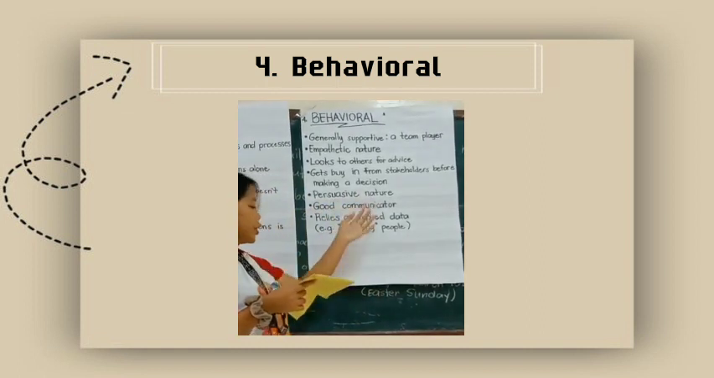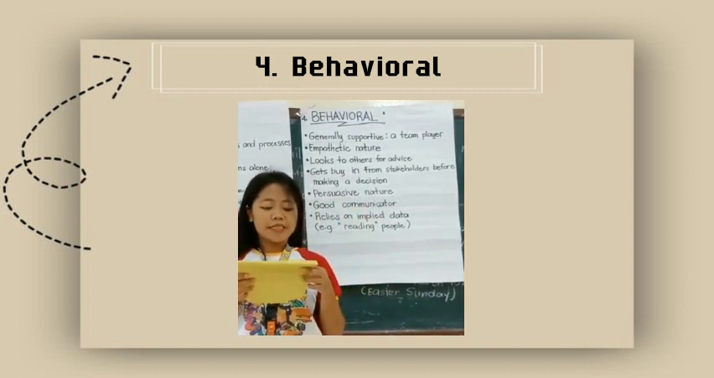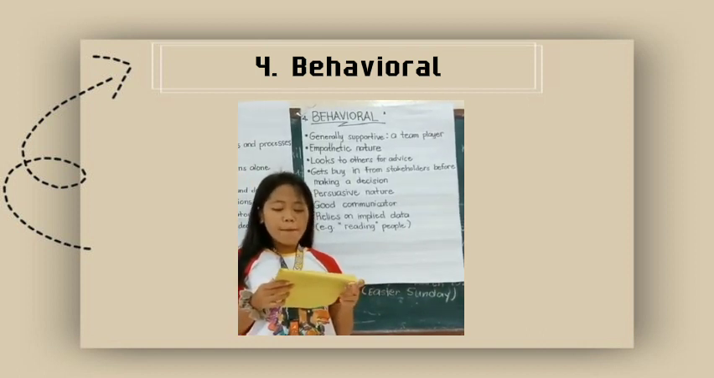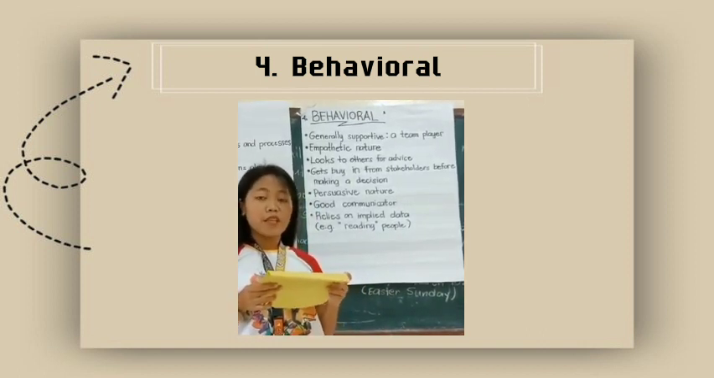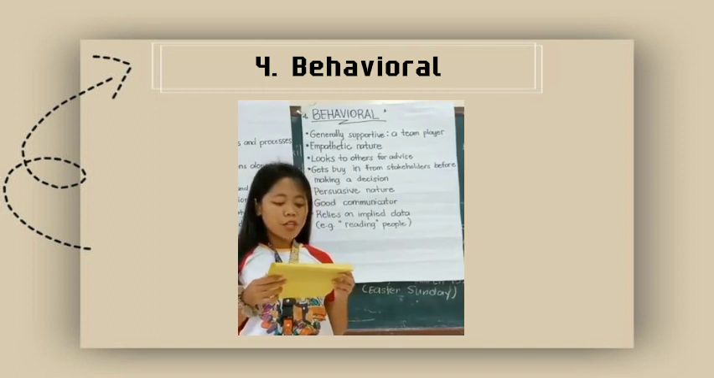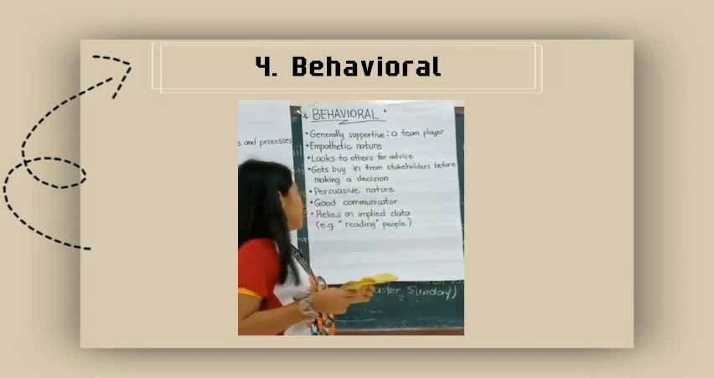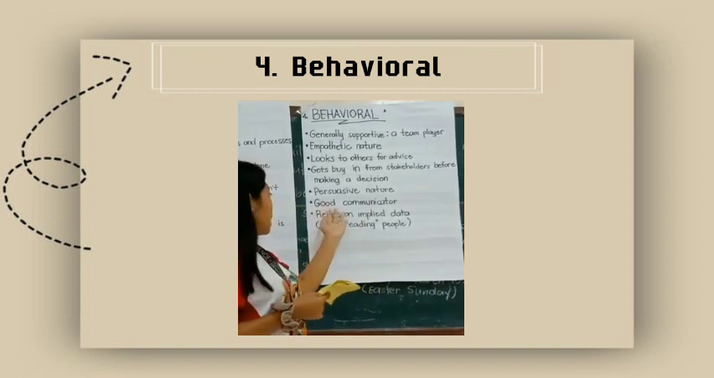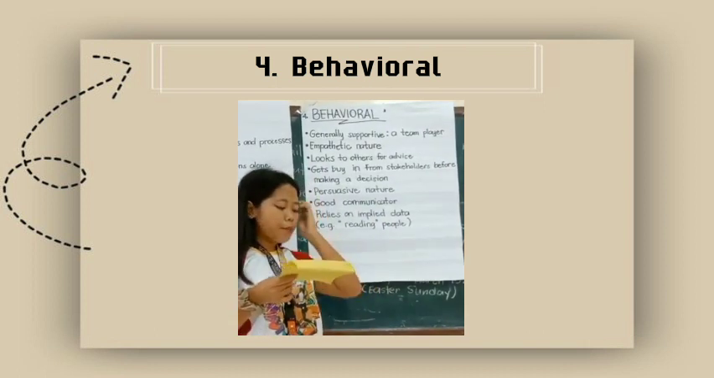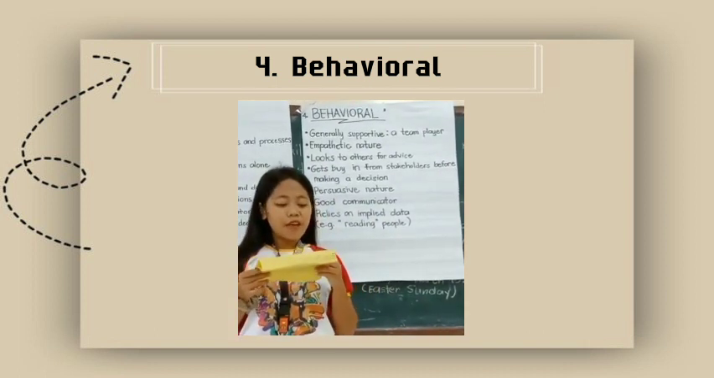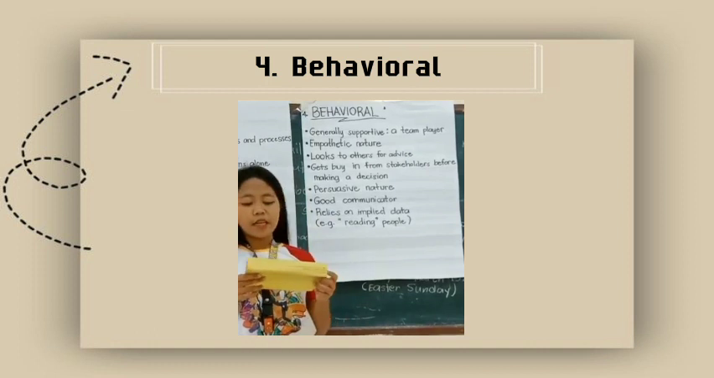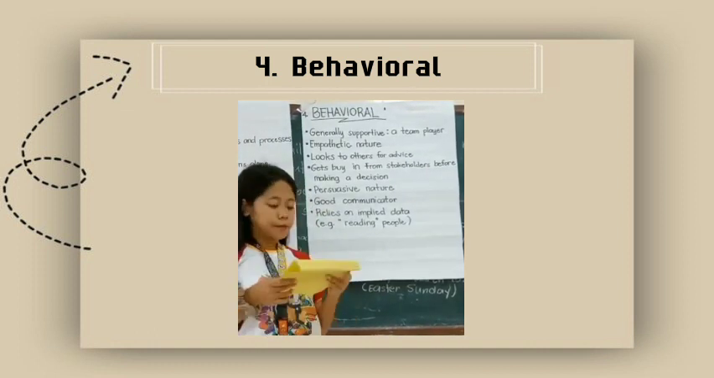Next is persuasive nature. Persuasive nature attempts to influence people's beliefs, attitudes, intentions, motivations, or behaviors in relation to an event, idea, object, or other person or persons. Next is good communicator. A good communicator, for example, delivers good ideas or bad news with empathy, and listens and hears what the other person is saying.